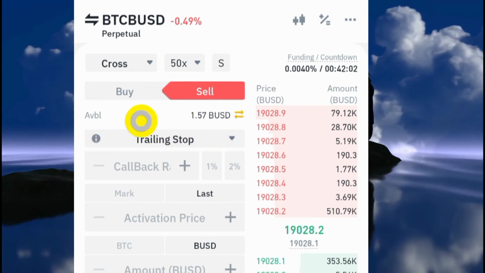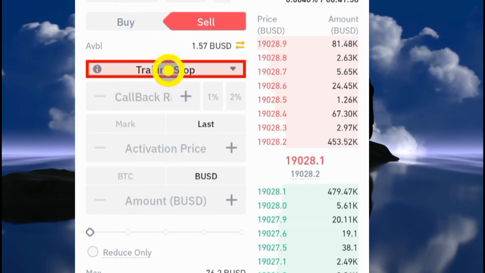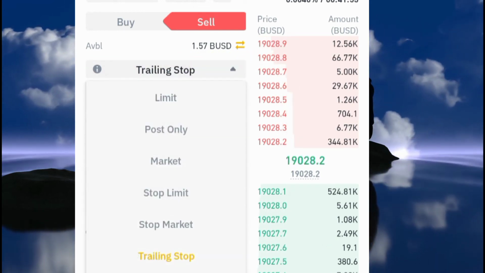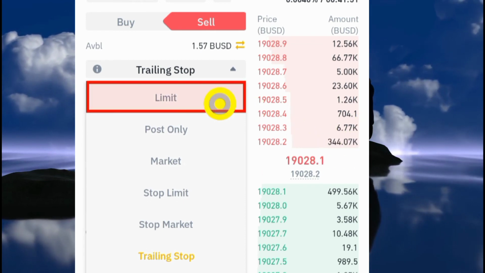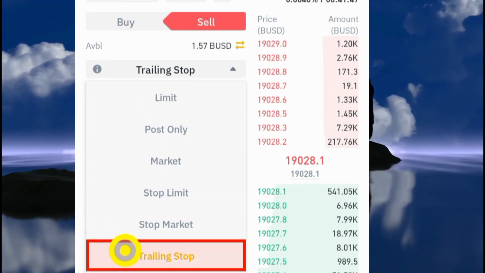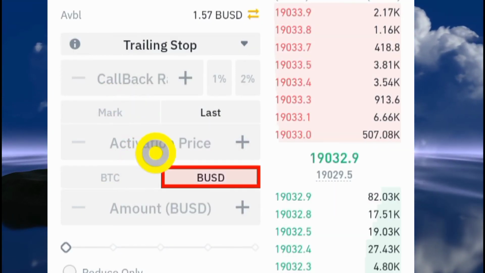So right here you can see that we've got this trailing stop. By the way, if you don't know how to get this trailing stop to be here, you click on this simple little icon there. You're going to see all of these options displaying here. So you come down here, you see where it says trailing stop, and you click on that.